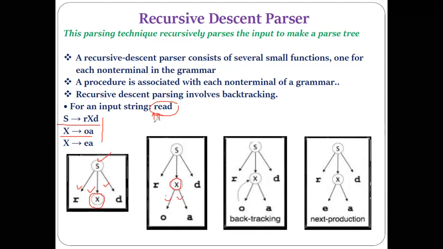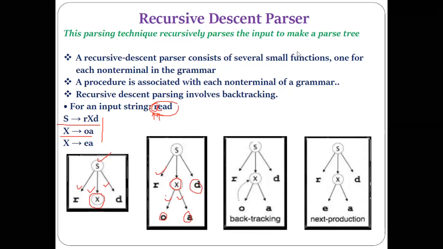Again we check our input. So first we check our first input. R is matching, yes. Second input is the E. So E is not matching here. Is the E matching here? No. Is the E matching here? No. So this production rule is not satisfying the derivation of the particular input string.